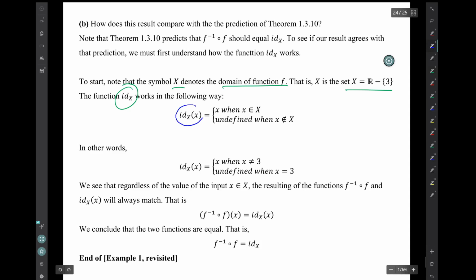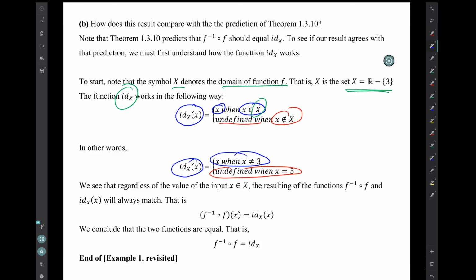The identity map acting on x just gives you x in all cases where little x is in the domain, capital X. But if you try to feed in an x value that's not in the domain, then you don't get an output. So in other words, this expression, the identity map acting on x, just equals x, as long as x is not equal to 3. But that whole thing is undefined when x equals 3.